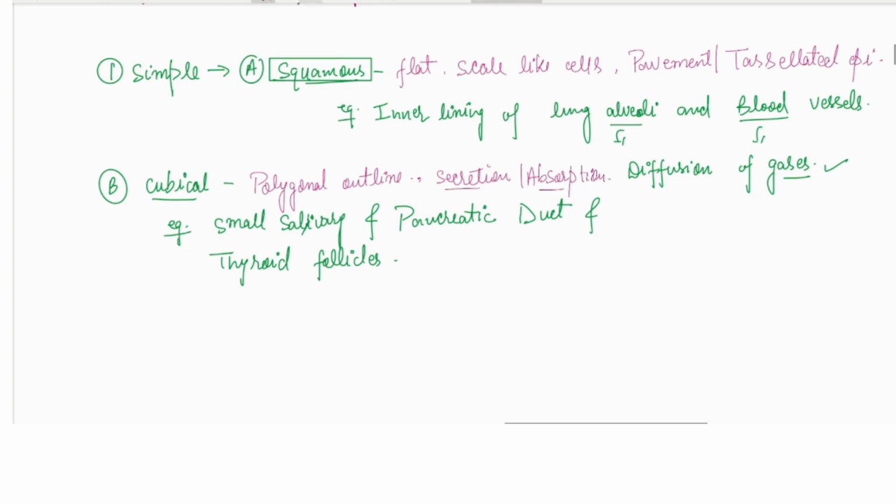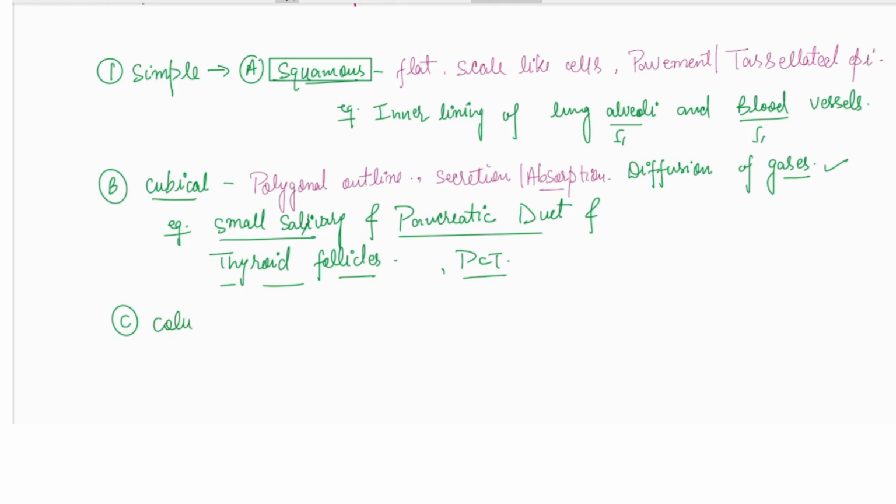Okay, so in that it is functioning, and it is present in the small salivary gland, pancreatic duct, thyroid follicle, as well as in the PCT of the nephron. Okay, so these are actually the locations for this. Third one would be the cuboidal.